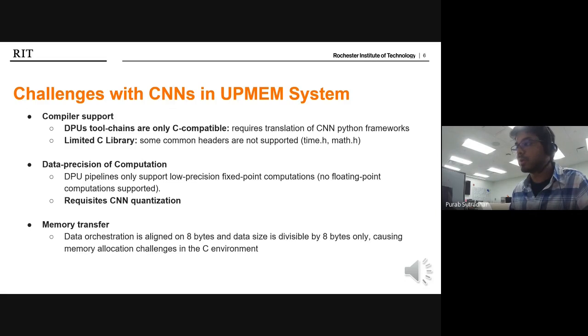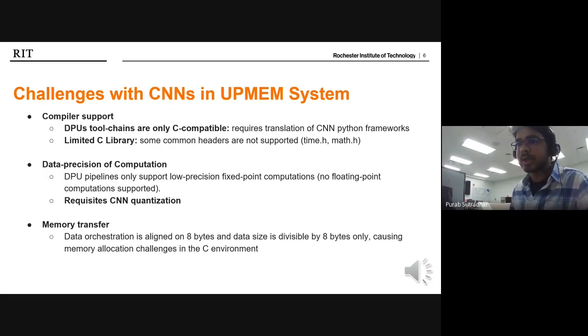So the first one was converting the CNN from its Python framework. As we know, CNNs are generally implemented in Python frameworks, such as PyTorch or TensorFlow or Darknet. So we had to convert those Python codes to the C environment, since the DPU compiler does not support Python at this moment. And in this conversion, we had to work our way around some libraries such as time.h and math.h in C.